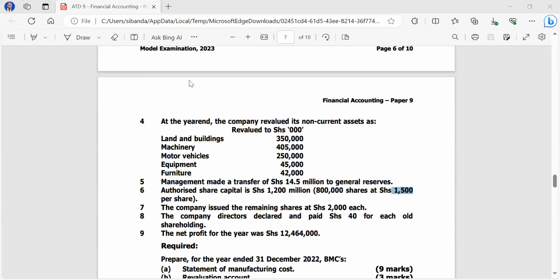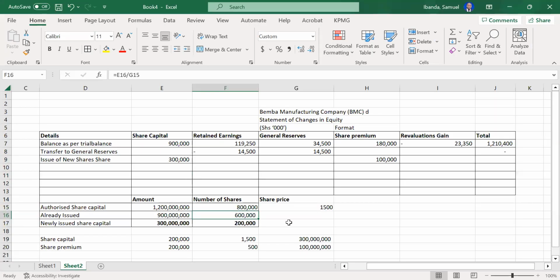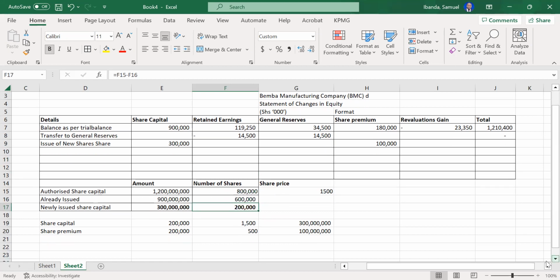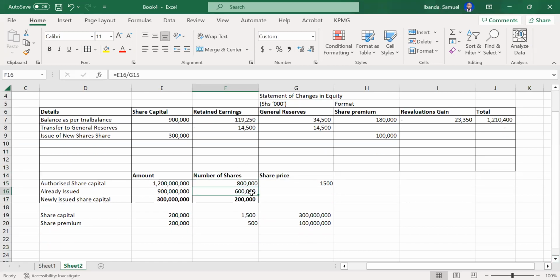So that is what you basically have. That's how we came to 600,000 and knew that we're now going to issue the 200,000, which is the difference between 800 and 600. So when you get 200 and multiply by 1,500 for share capital, we base on the actual price. So that's how we got the 300 million. And then for the share premium, we're now looking at the difference, the premium value with the 500, because they issued the shares at 2,000. So the premium is 500 and we are getting this value. So that's how we are coming to this, okay?